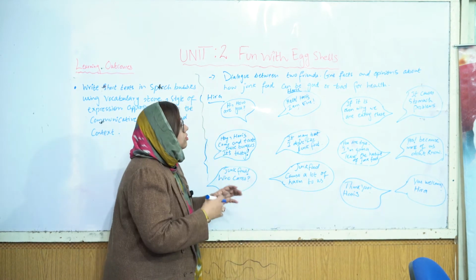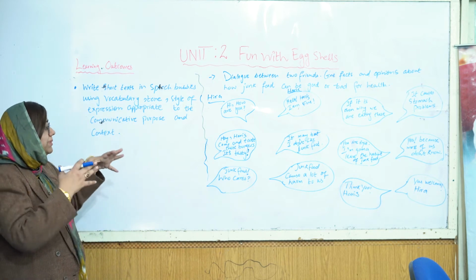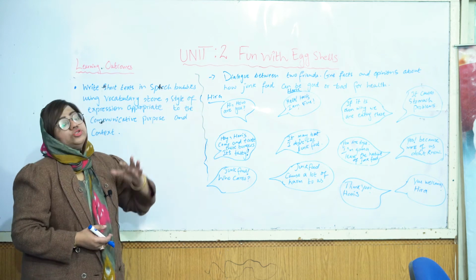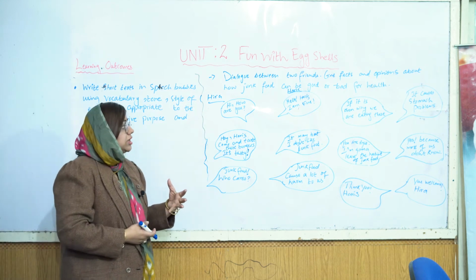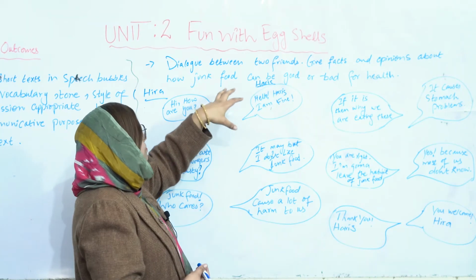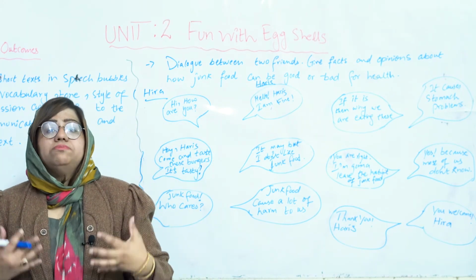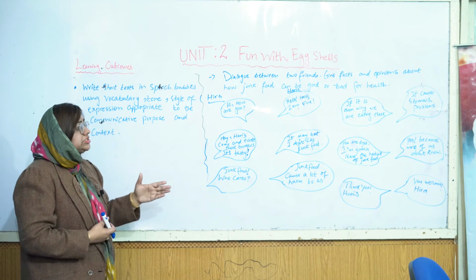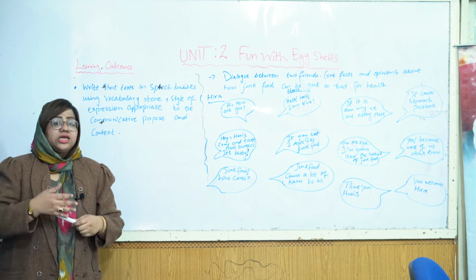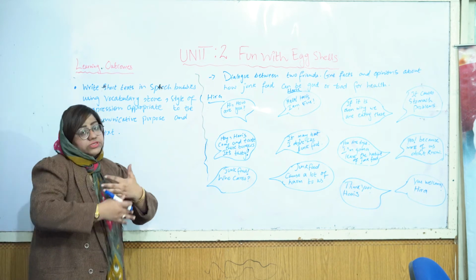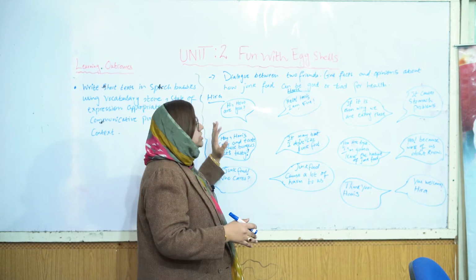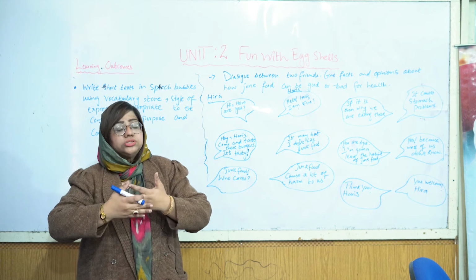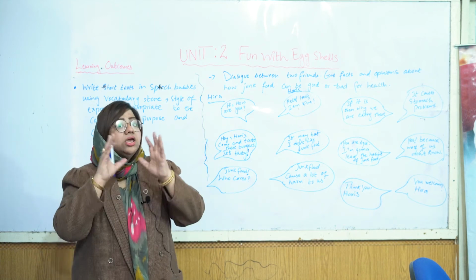So what we have learned is the complete dialogue formation on the basis of the topic given to us. I'm revising again, the topic is facts and opinions about how junk food can be bad or good for health. So these are the step-by-step paths in which you converse and explain. Start with a greeting. Then after that, you need to give explanations. Some kinds of queries must happen here in the dialogue.